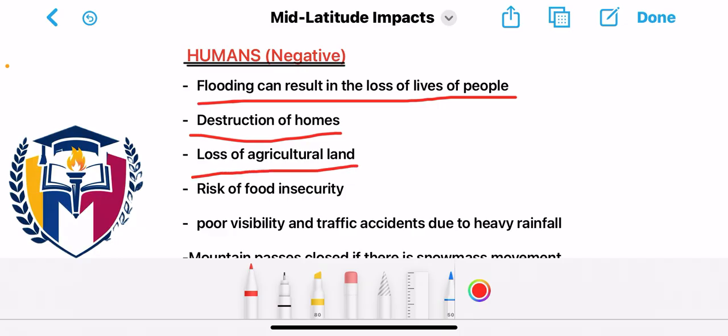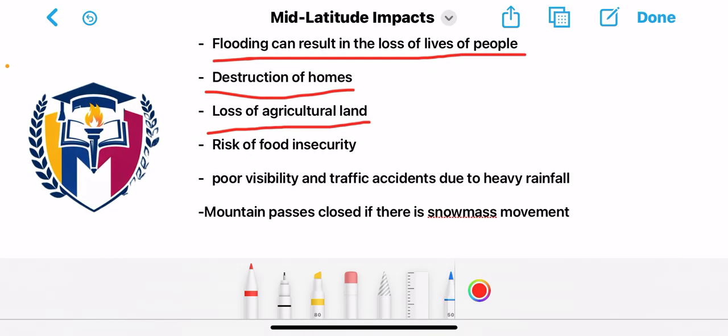Loss of agricultural land. Okay, remember, this Mid-Latitude cyclone is associated with heavy rainfall. Now, remember, most places that we farm on are the floodplains, which is adjacent to the river, next to the river. So now, when more water has flooded the floodplains, it means we have a limited amount of space to farm on. Risk of food insecurity.